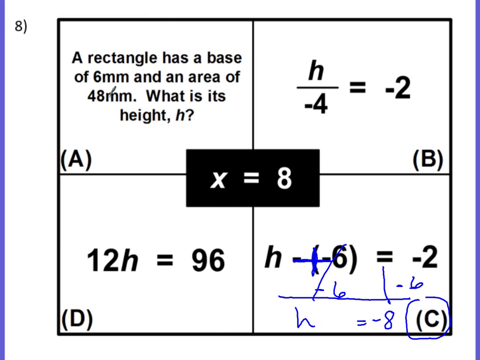Now let's talk about this one. A rectangle has a base of 6 millimeters and an area of 48 millimeters. What is its height, H? Remember, to find the area of a rectangle, we use the formula area equals base times height. So all you have to do is plug in the numbers that you know. We know the area is 48. So instead of A, we're going to put 48 equals, and we know the base is 6, and we're looking for the h. So this is your equation. And if you solve it, you get x equals 8. Nice work.